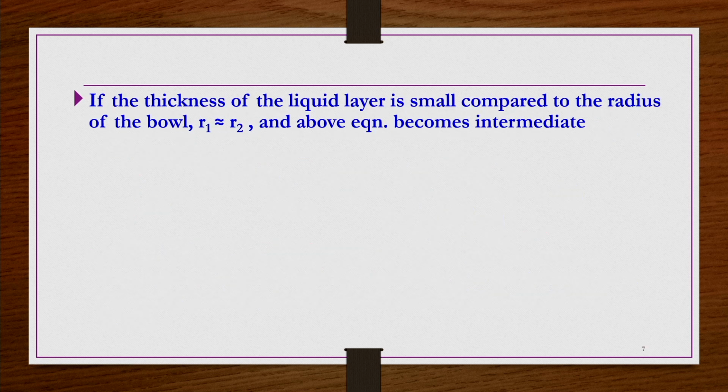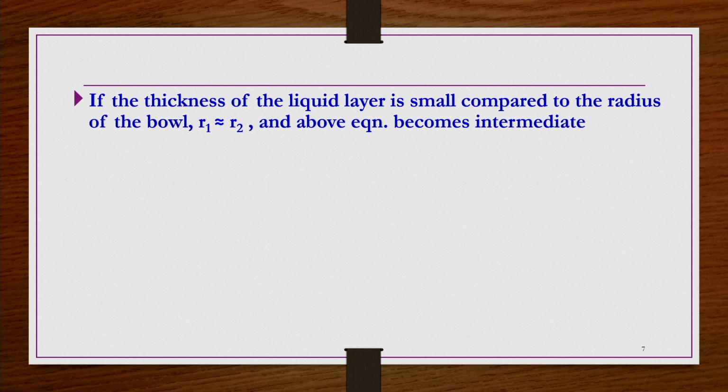If the thickness of the liquid layer is small compared to the radius of the bowl, R1 is approximately equal to R2, because in general, industrial centrifuges rotate at very high rotational speeds like 15,000, 25,000 RPM, etc.